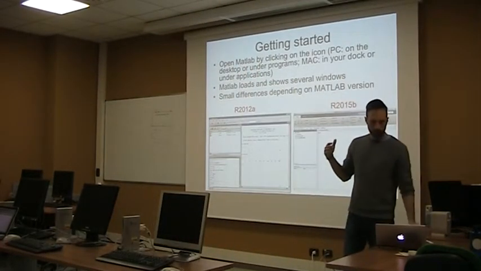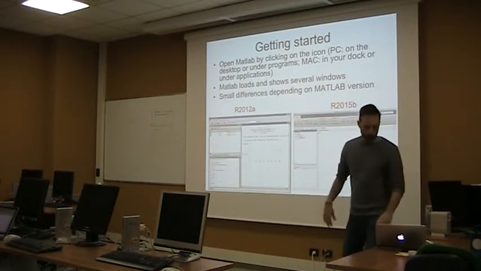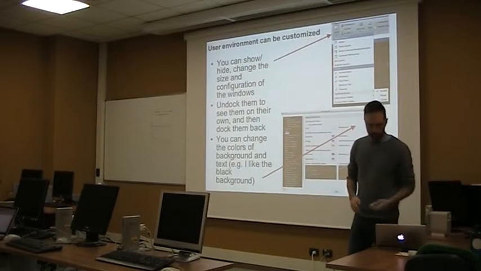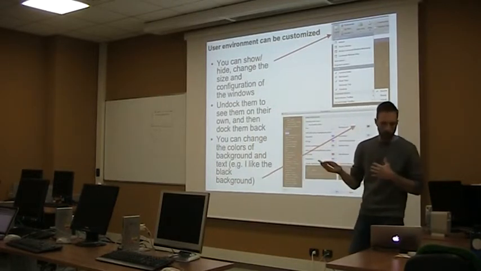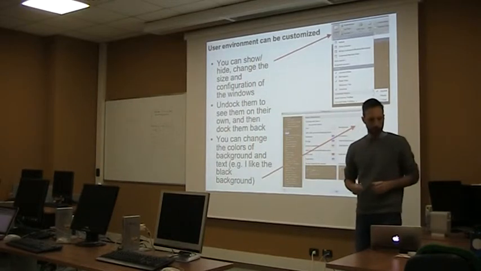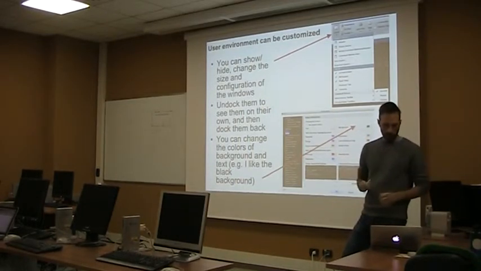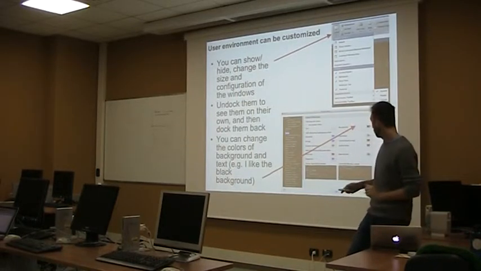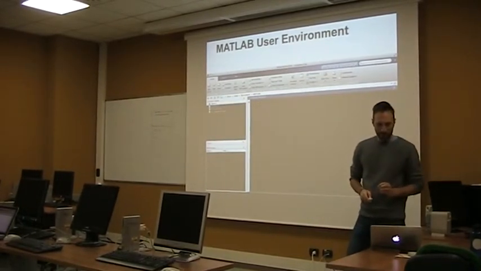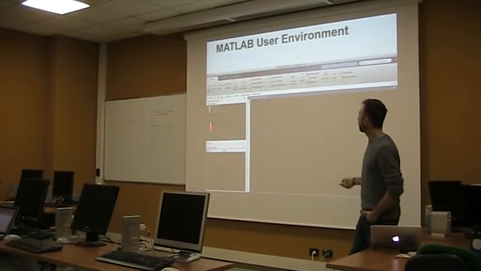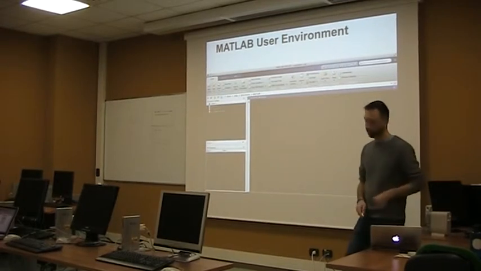So some things I'm showing now mostly for the newer version. Some things maybe don't apply to your older version, but it doesn't matter so much. You can customize a lot the appearance of Matlab. For example, you can show or hide or change the size of the windows. You can undock them, because right now they're probably clustered together. You can undock them, dock them back, and you can change the colors of the background and the text. For example, I put it like this because it looks more badass. So in the coming slides, it's often going to be black. That just means I changed the colors, and you can do the same if you want, but you don't have to.